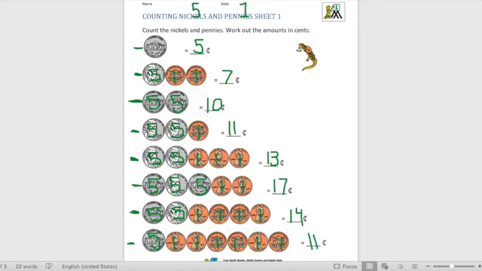Good job practicing counting the coins. Next, you'll do it all by yourself.